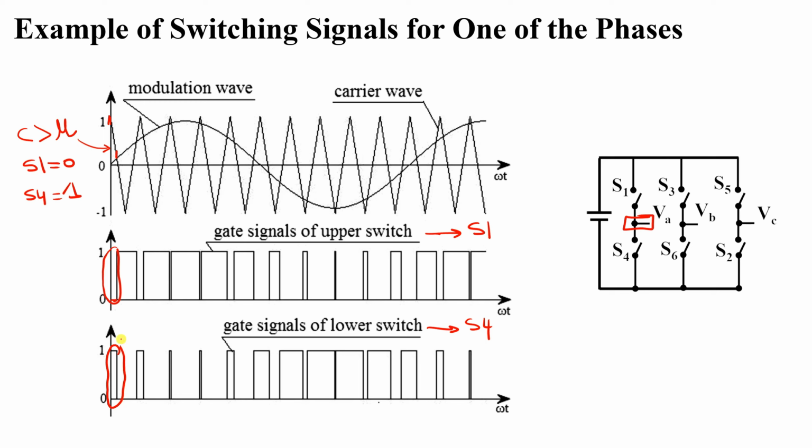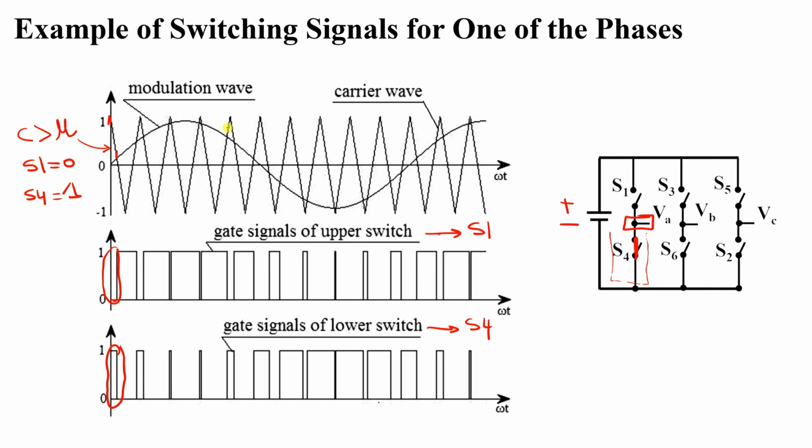So what does this even mean? It means that S4, look at this supply, S4 is on and S1 is off, which means that VA, voltage A, is connected to the negative of the supply. Negative of the supply.